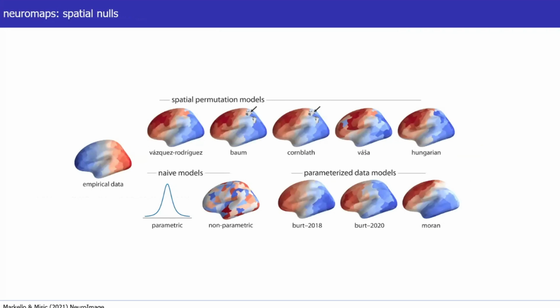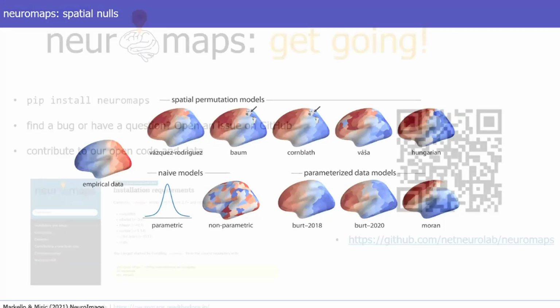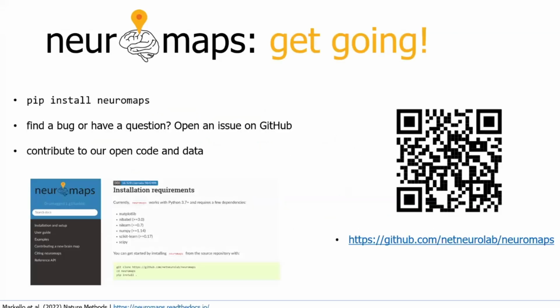These are just different ways of controlling for spatial autocorrelation when you run correlations between brain maps. We've implemented all of them. We've benchmarked all of them. You can have the reference there where we lay out exactly when and which method should be used, but all of them are in Neuromaps and ready to be used. And so that's my plug for Neuromaps.